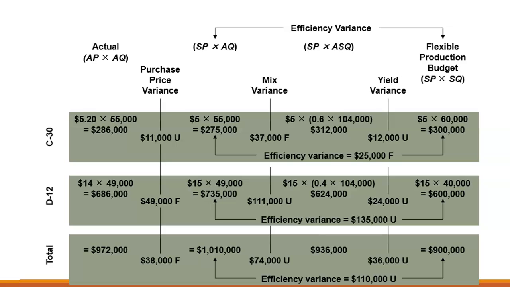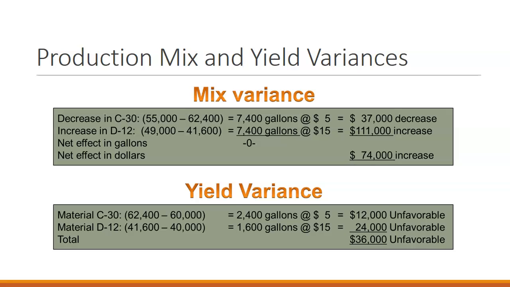We're going to do a couple of examples of this. So we can look at the mix variances and the yield variance shown a little bit cleaner than they are on the previous slide, when we're looking at them vertically all together. So we had a decrease in what we should have used in C30, and we had an increase in the amount that we should have used of D12.